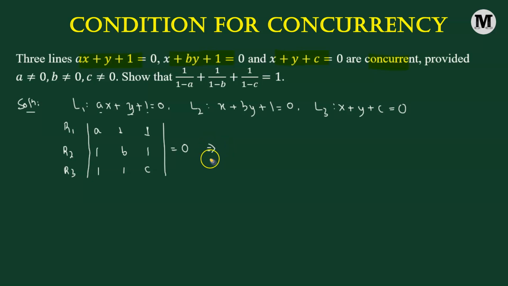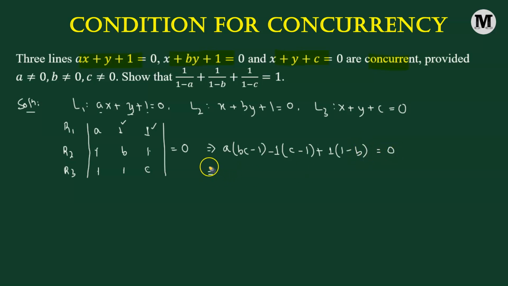Now we're going to expand this determinant. Expanding it along the first row, we get a multiplied by b times c minus 1 times 1, so that's a times bc minus 1. Then the next term will be negative, so we consider this element, negative 1 multiplied by 1 times c, so that's positive c, minus 1 multiplied by 1, which is simply 1. Then added to that, the element in the first row, third column, which is 1, gets multiplied by the product of 1 and 1 minus the product of 1 and b, so that's simply b. So this is going to be equal to 0.